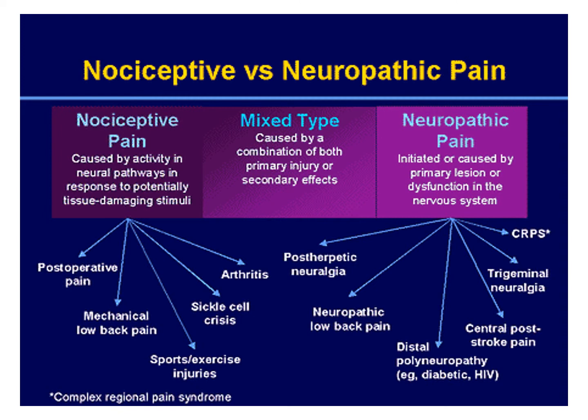What I really also like about this chart is that it shows you how different types of pain may be more nociceptive versus leading to mixed type. Like arthritis is nociceptive and then may induce neuropathic pain and so forth. So I really like this figure from how it tries to relate nociceptive versus mixed type versus neuropathic.